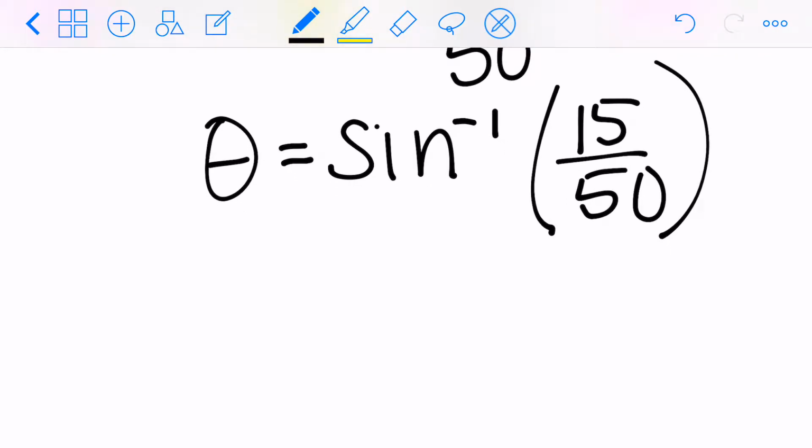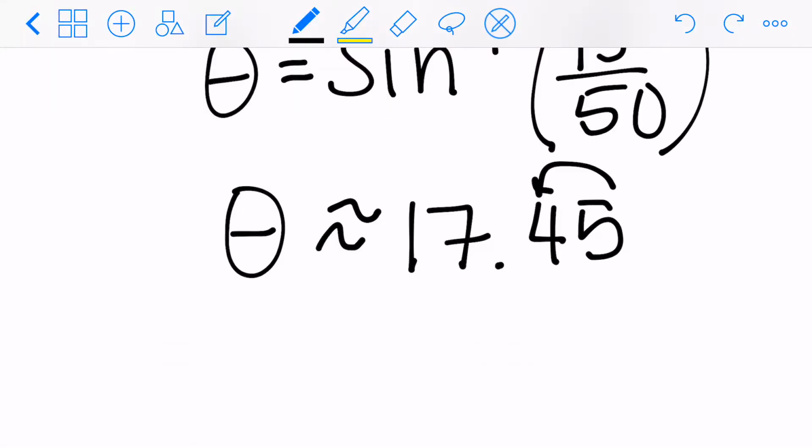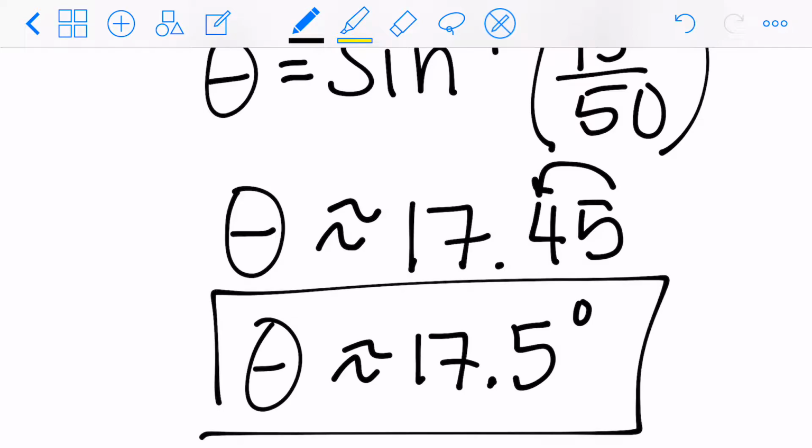And what I got was theta is approximately 17 point 45. And does it say to round to the nearest tenth? So that means 1 decimal place. So I have to round that 4, 5 up to just 5. So then theta is approximately 17.5 degrees. Done.